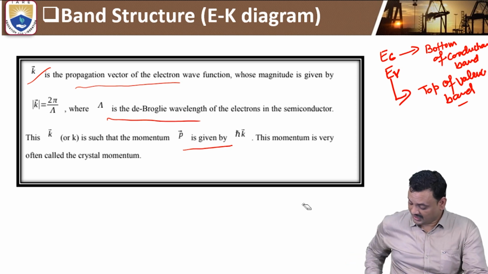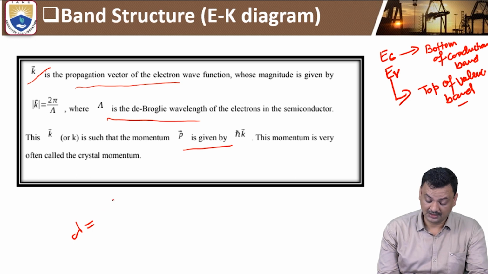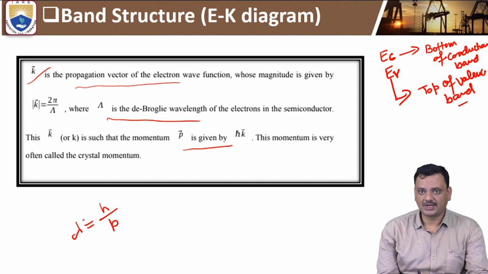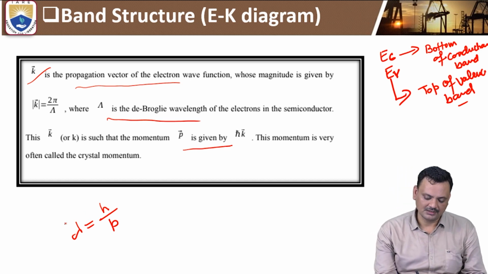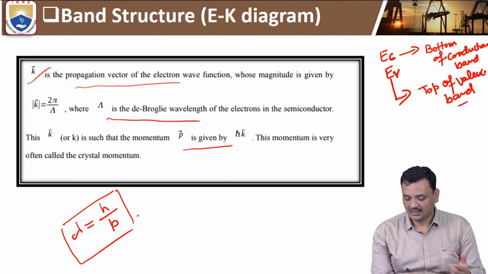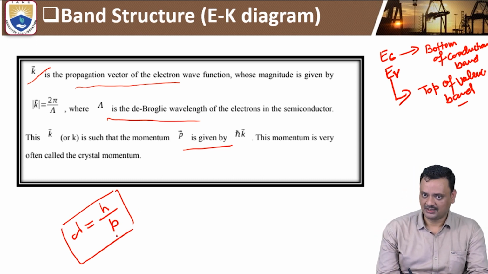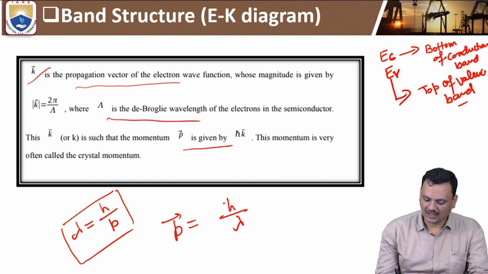When I introduced quantum mechanics in that video lecture, I already gave the formula proposed by Louis de Broglie. He proposed that for any moving particle, a wave is associated, and that wave has a wavelength whose value is lambda equal to h upon p. Now p is what? Momentum.